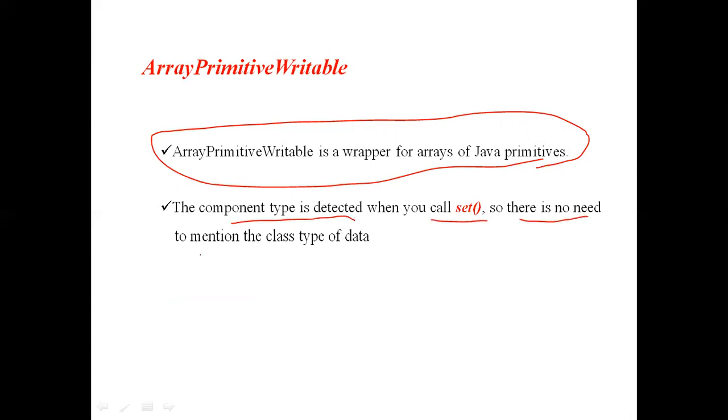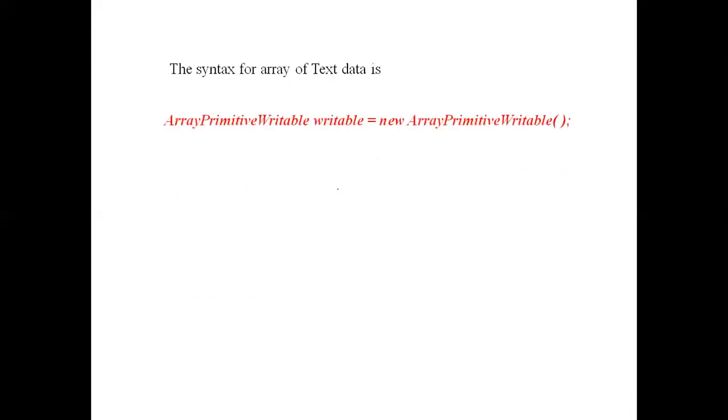So there is no need to mention the class type of data. For the data we are going to enter, there is no need to specially mention the class type. Whenever the set method is taking the value, it will automatically detect that. The syntax for text data will be like this: ArrayPrimitiveWritable writable = new ArrayPrimitiveWritable(), and when we write writable.set of a string, it will consider that as text.